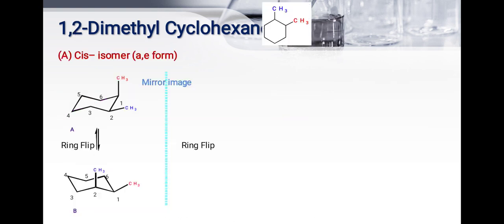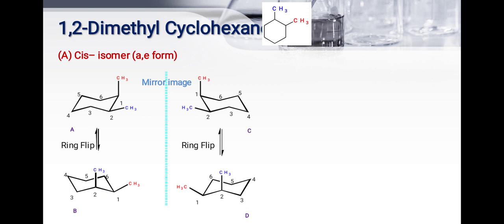See here 1,2-dimethylcyclohexane, that means at the positions 1 and 2 methyl groups are there. This is the cis isomer. When you consider the 1,2 position, cis is the axial-equatorial form or equatorial-axial form. See here, axial and equatorial: when the ring gets flipped, the axial group goes to equatorial and the equatorial goes to axial. When the ring gets flipped, you can see the mirror images of A. We get the mirror image of A and the mirror image of B.